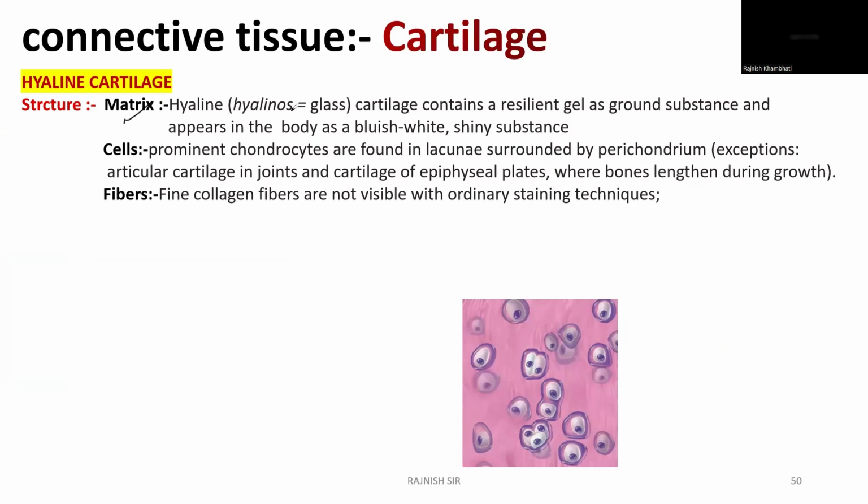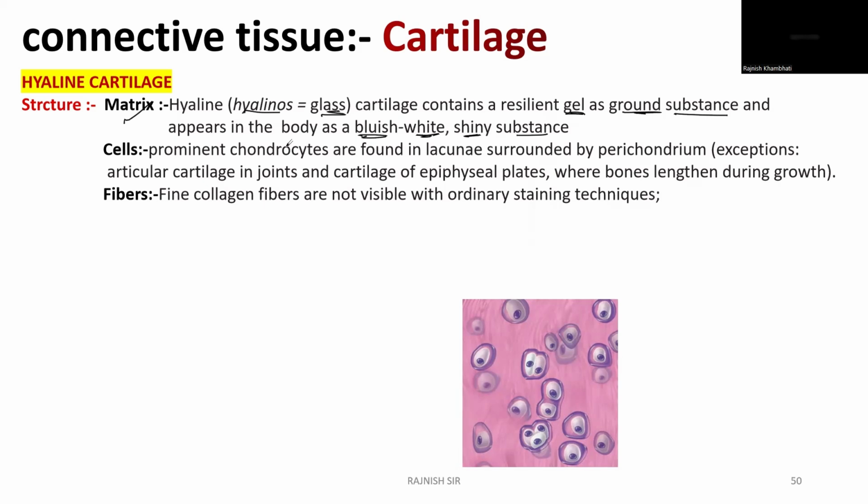Structurally, what is the matrix? The matrix is hyaline, which comes from hyalos, meaning glass-like. You know, glass is something we can see through. So hyaline cartilage contains a resilient gel as a ground substance. The matrix is jelly-like but resilient and appears in the body as a bluish-white, shiny substance. If you look, it looks like blue glass, a mixture of white and blue, and shiny like glass.